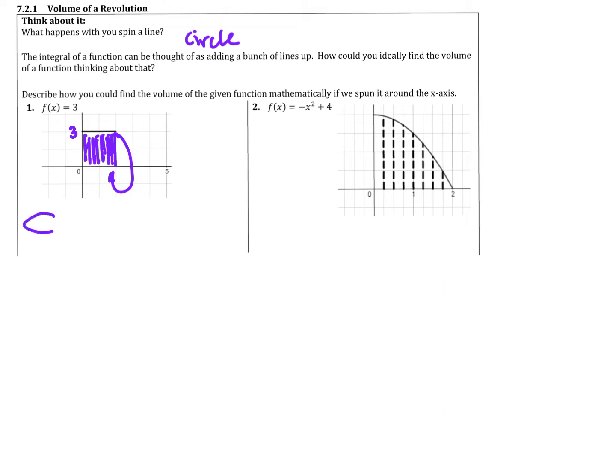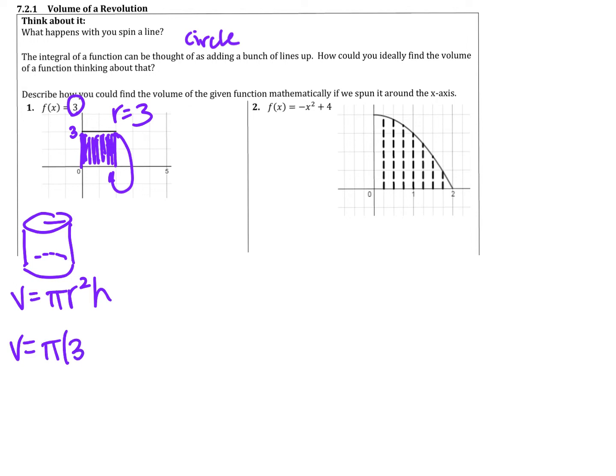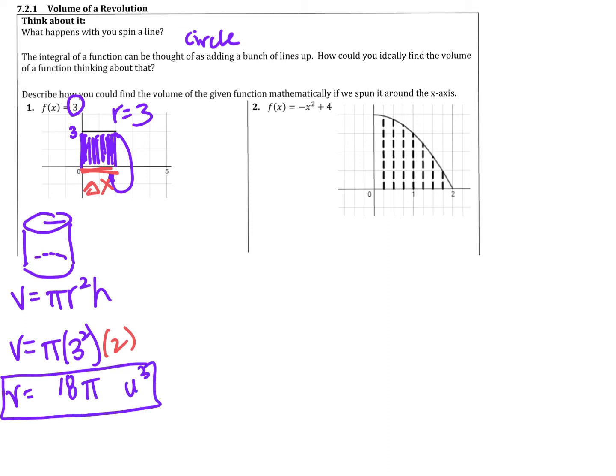Let's think about that volume just in a geometric way first, how we would have done it in geometry. To find the volume of a cylinder, we take pi r squared and multiply it by the height. So we take the area of the circle and multiply it by the height. In this case, the radius would be the distance from our function to the x-axis, which is 3. So volume equals pi times 3 squared, and the height would be the change in our x, which is 2, because it's going over to the right 2. Using basic geometry, we would get 18 pi units cubed as our volume.